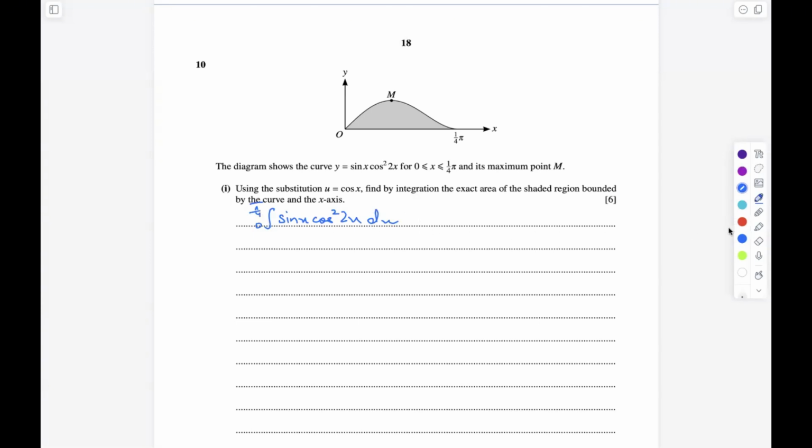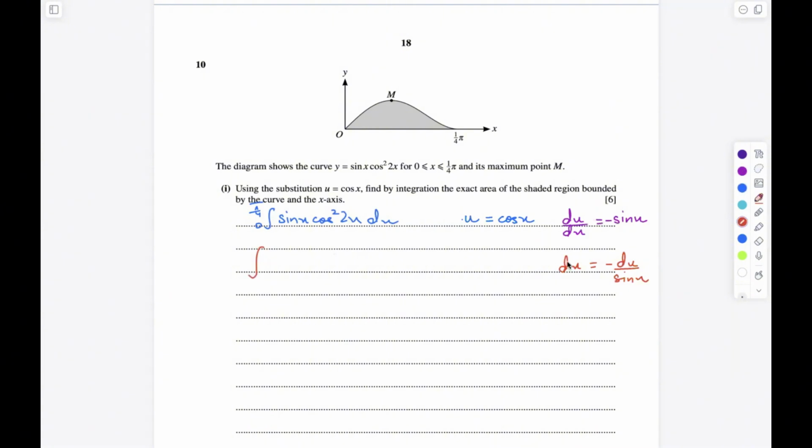As we have to use a substitution, the first step is always to write down the substitution, which is u equals cos x, and also write its derivative, du by dx, which is equal to negative sin x. So dx will be equal to minus du upon sin x.